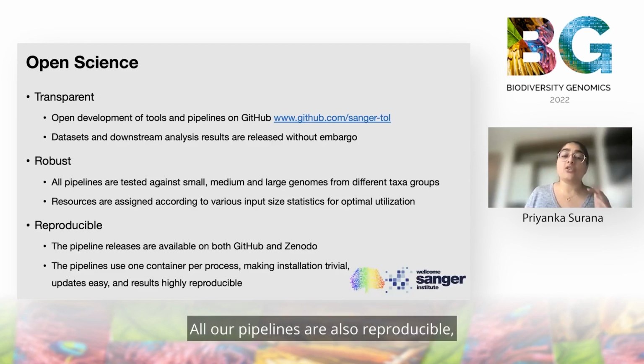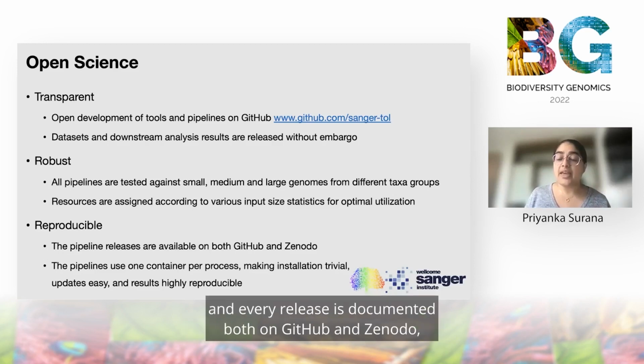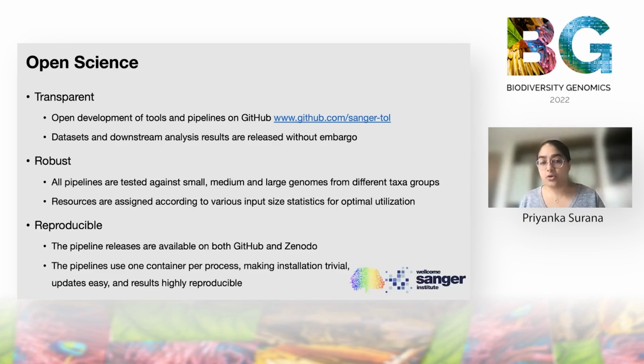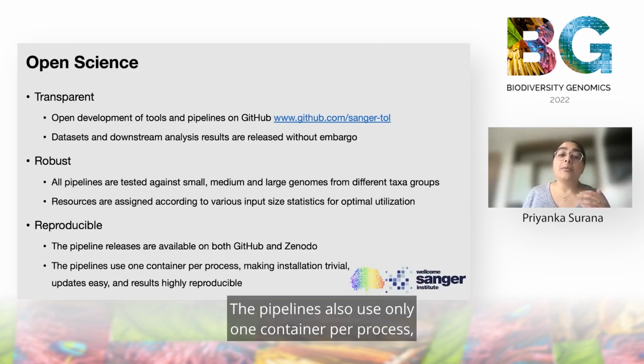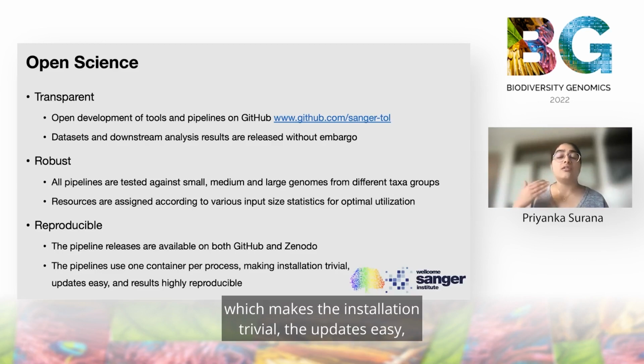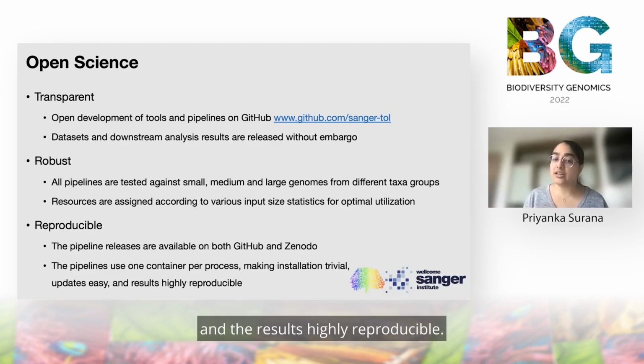All our pipelines are also reproducible, and every release is documented both on GitHub and Zenodo, another open source database. The pipelines also use only one container per process, which makes the installation trivial, the updates easy, and the results highly reproducible.